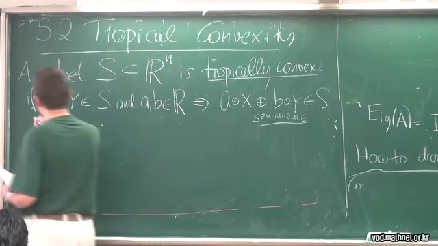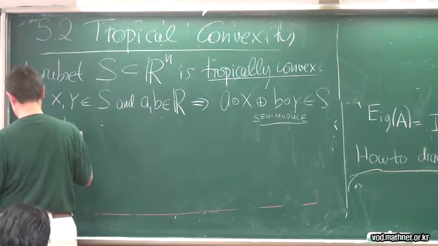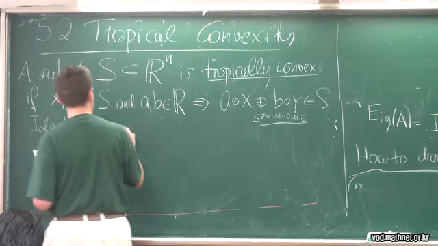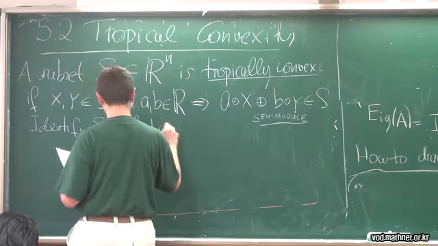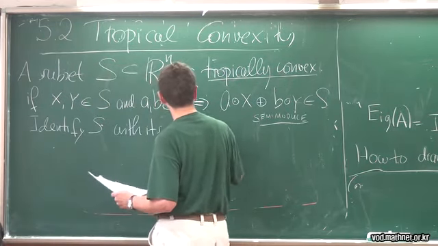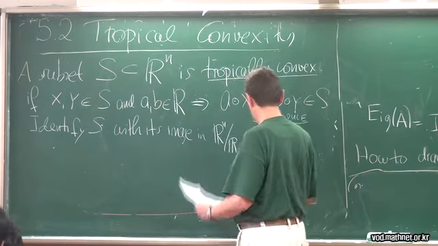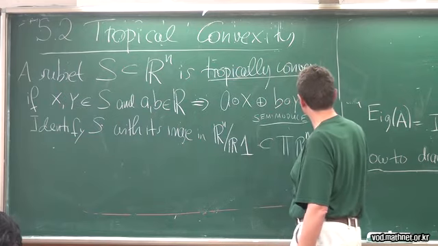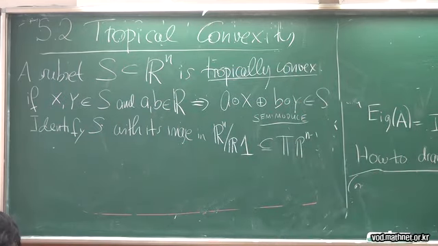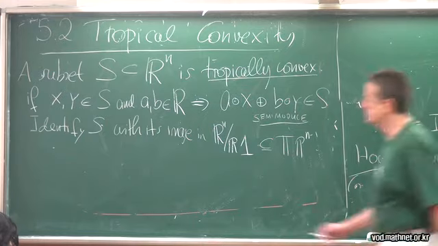Now, I'm going to identify S with its image in R^n mod the all 1 vector, and again among friends let's think about this as projective space. Suppose you have a non-empty tropical set. Suppose it has 1 element, then you can take that element and multiply by any scalar, right? Is that clear?